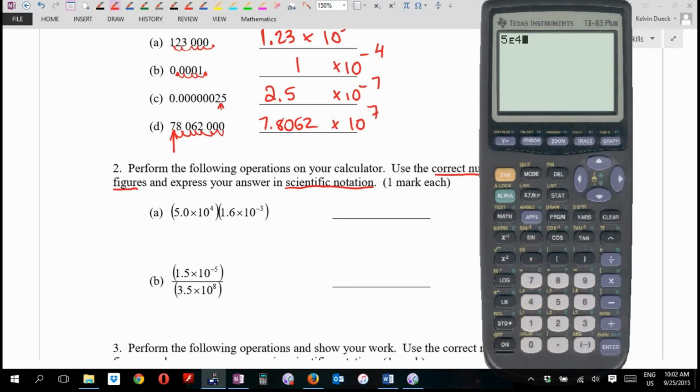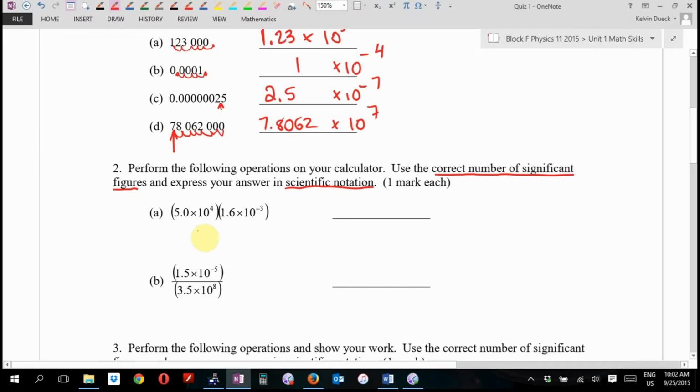Mr. Dueck, you didn't do the brackets. You'll learn, and in this case the brackets are redundant, and you'll get a good feel for when they are and when they aren't. Usually, if you're multiplying, the brackets are redundant. It's when you're dividing that you have to be a bit more careful. Times 1.6. That's not the answer, because that's not in scientific notation. So I'm going to write this down.